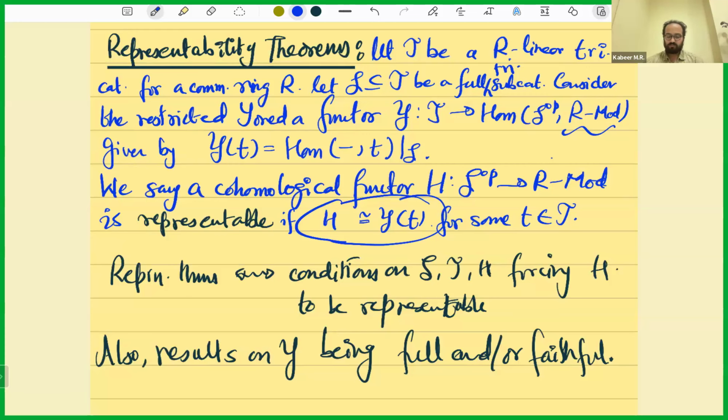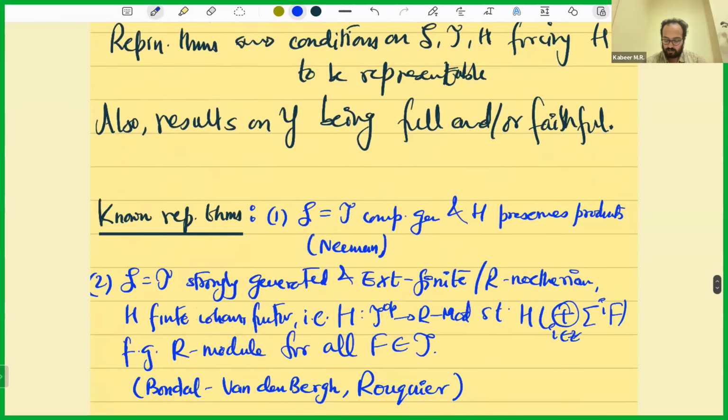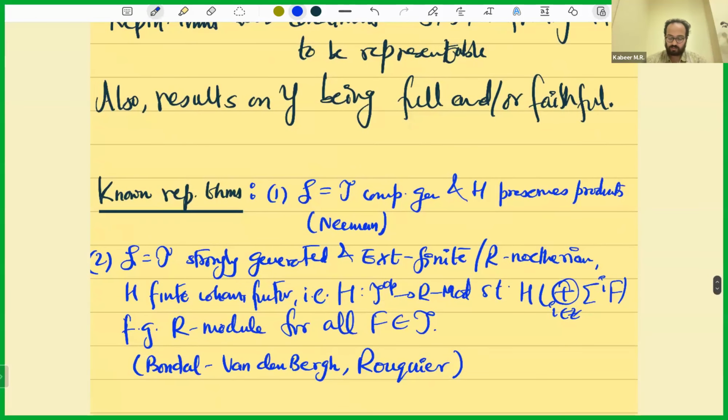Before I get into quote unquote new results, I should talk a bit about existing results, but of course, there is no scope of talking about all the results in the literature. There are far too many. People have done a lot of work on representability theorems, and I'll just talk about two landmark results, which shaped the area quite a bit.